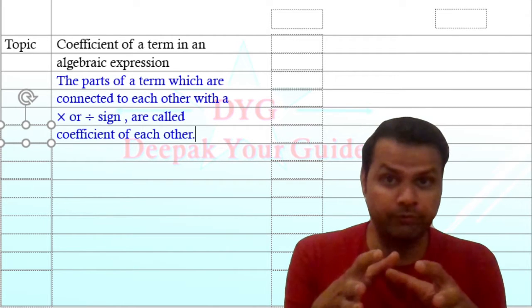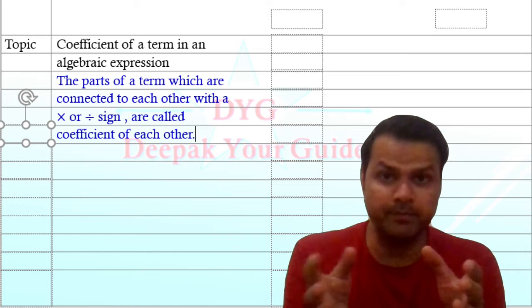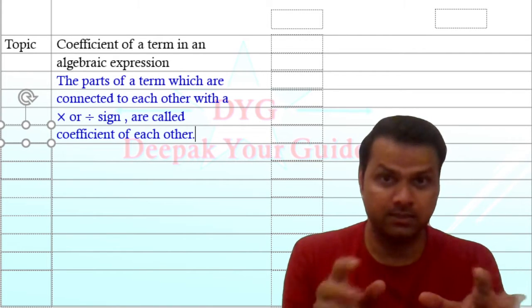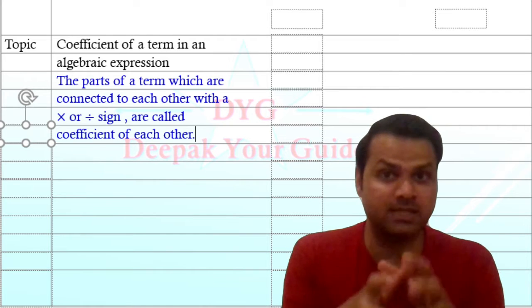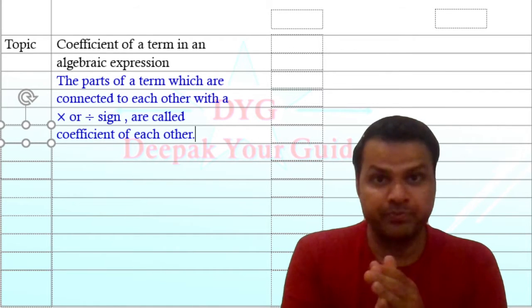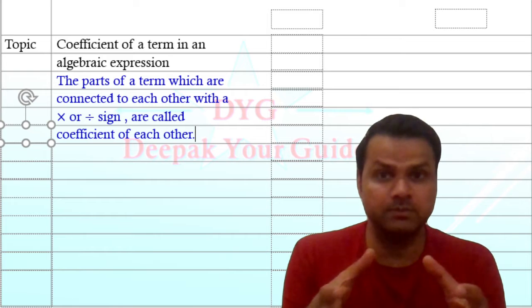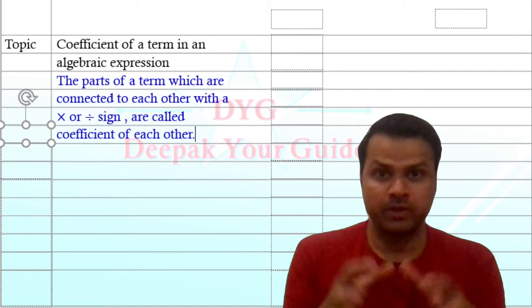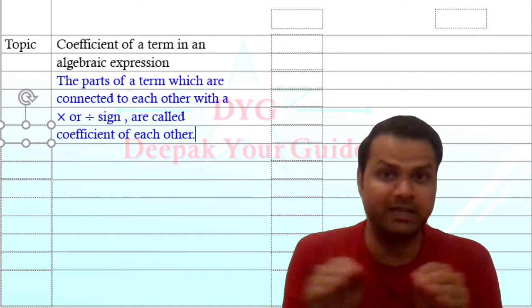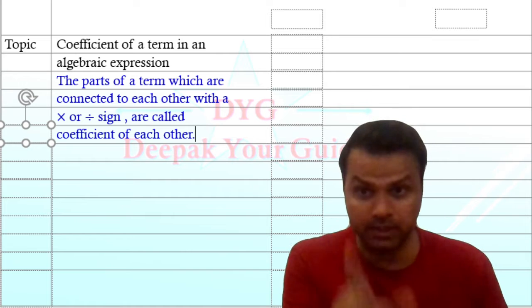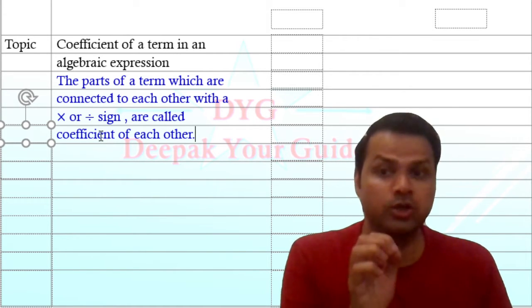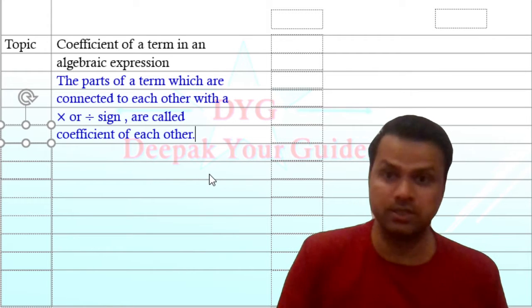Now do not get confused with the term. You know what a term is? We identify the terms with a plus and a minus sign. We separate the terms with a plus and a minus sign. Once we have identified the term, the coefficient will be found in that specific term. So in a specific term, whatever parts we have, if they are connected to each other with a multiplication sign or a division sign, they are called the coefficient of each other.